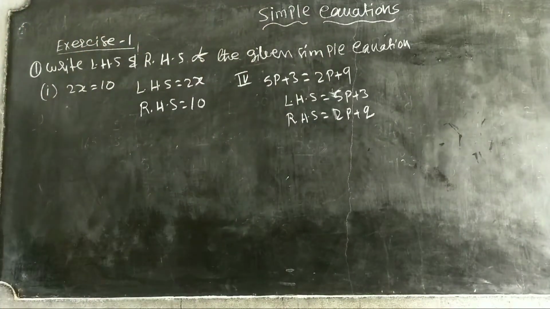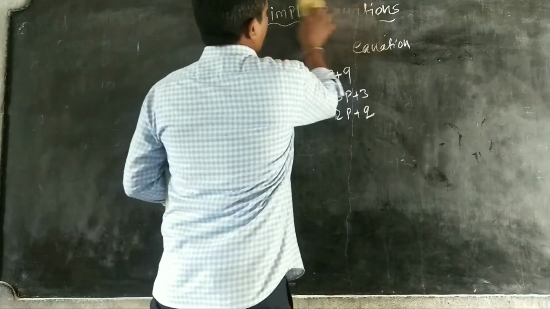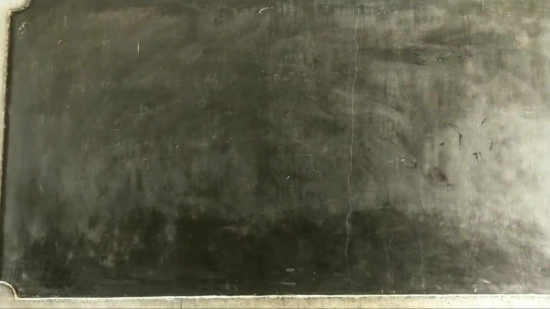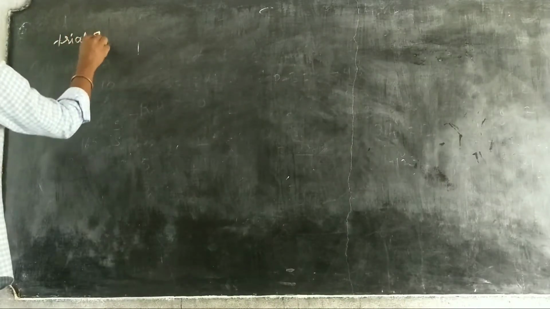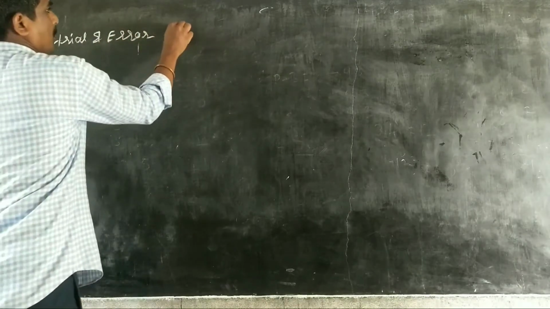Next, we are going for the second bit. In exercise 2, second bit, how we have to solve. Solve the following equation by trial and error method. So, trial and error method.